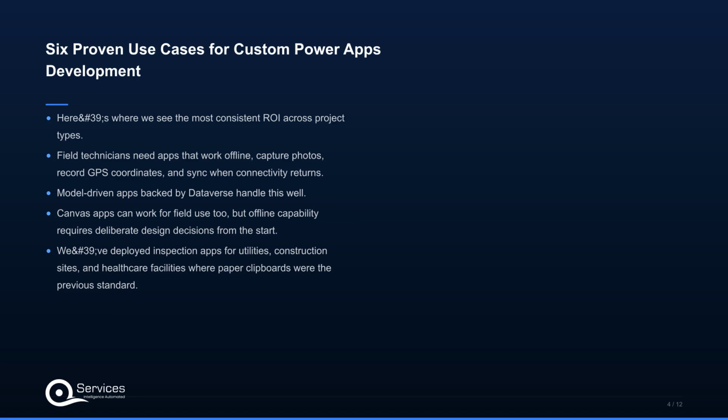We've deployed inspection apps for utilities, construction sites, and healthcare facilities where paper clipboards were the previous standard. ROI typically becomes visible within 30 days once you account for reduced transcription time and faster exception handling.